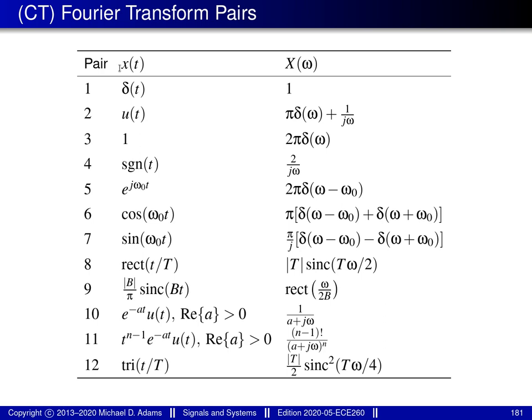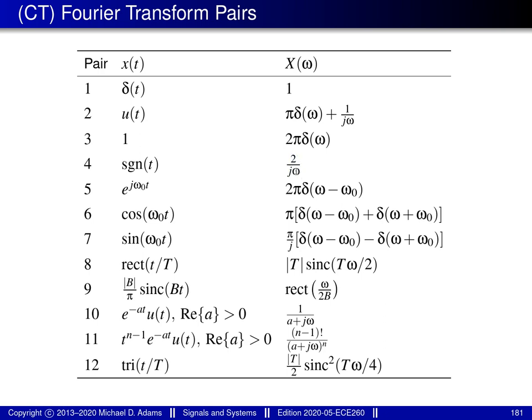In this table, we have a column labeled little x of t, and in this column we have the formulas for a number of different functions listed, and then we have a column labeled big X of omega. And what this column has is the corresponding Fourier transforms of the functions in the previous column. So for example, if we wanted to find the Fourier transform of a function that has the formula signum of t, we can simply look this up in the other column. It would be a function which has the formula 2 over j omega.